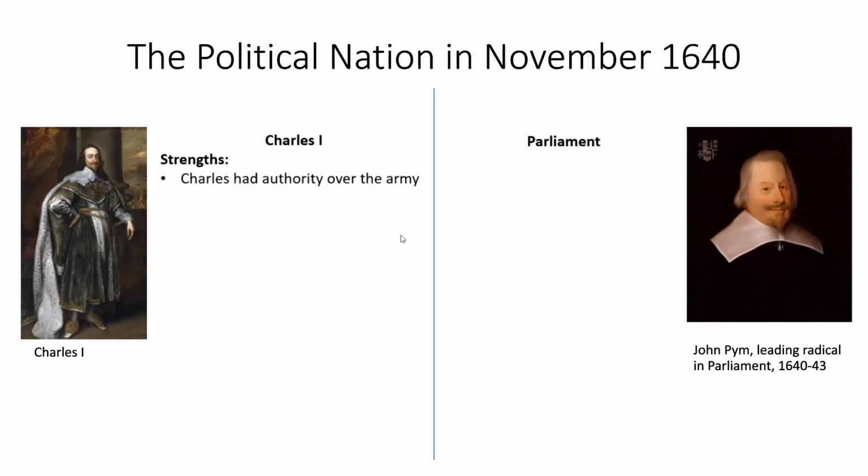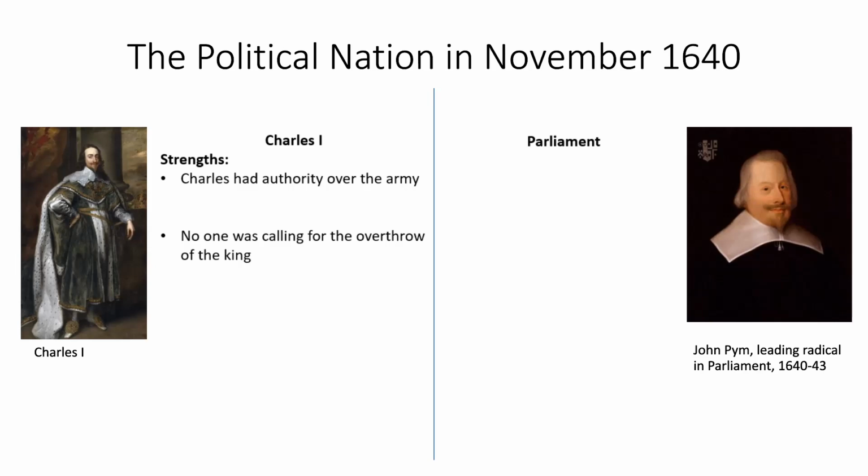So on Charles's side, his initial strength is that he has authority over the army. It's only Charles who is the commander-in-chief of the army. It's known as the King's Army when it's raised. Obviously, we know the army is quite weak at this point, but he does have authority over it. He decides when it raises, and he decides what the army does ultimately. So thinking militarily, he's in a stronger position there.